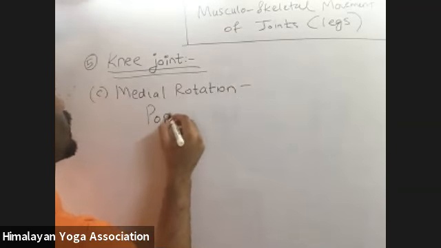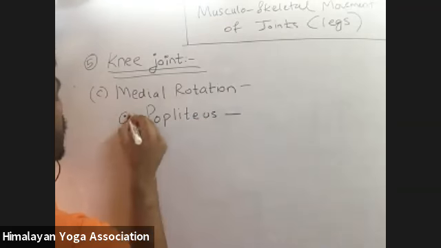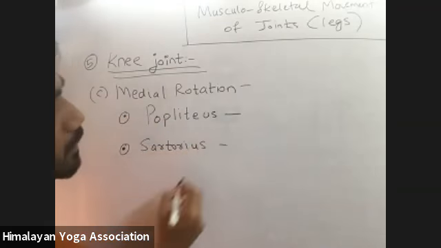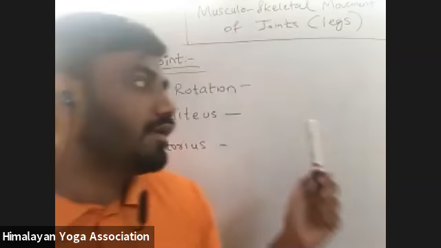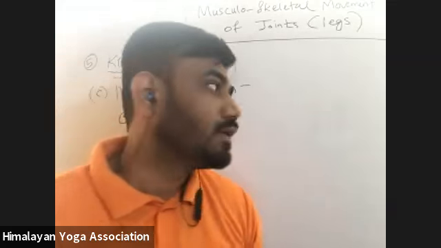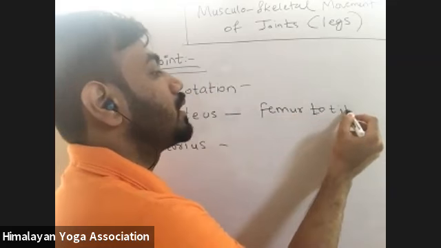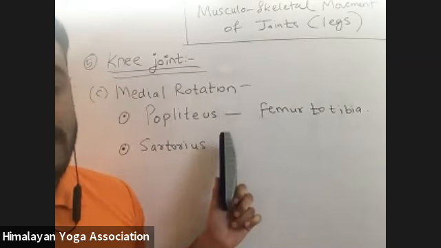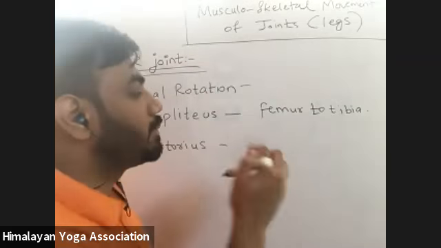So here, popliteus muscle and the sartorius muscle. The popliteus muscle starts from the femur and ends in our tibia. So starting from the femur to our tibia bone is your popliteus muscle, whereas your sartorius muscle starts from the pelvis and ends in our tibia.